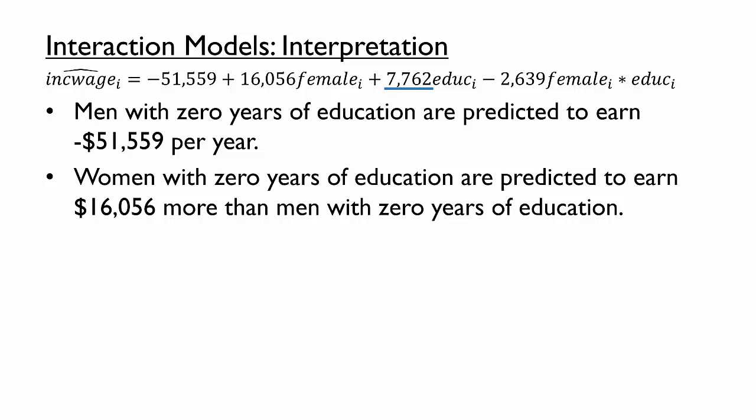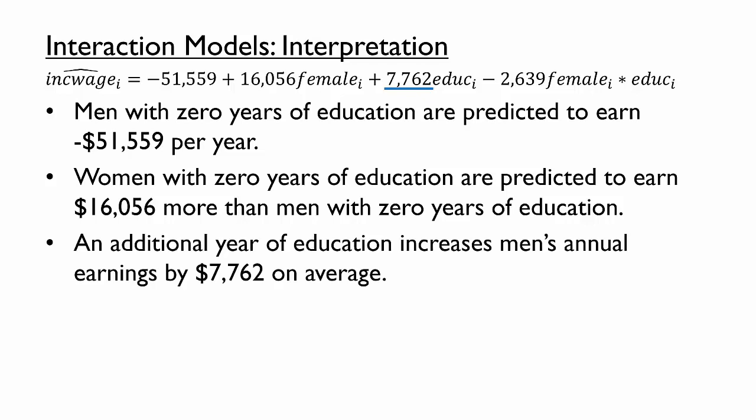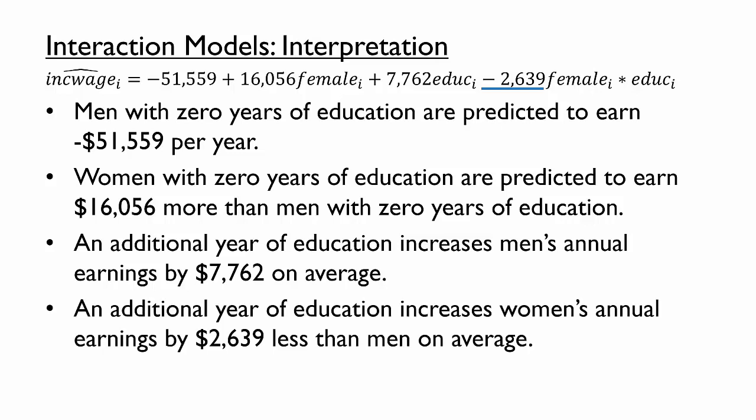The education coefficient is also the slope of the income-education relationship for men, so that an additional year of education increases men's annual earnings by $7,762 per year. Another way of thinking about this value is that it's the marginal effect of education on earnings for men. Finally, the interaction coefficient is the difference in slopes for women and men, which we could also think of as a difference in marginal effects. That is, an additional year of education increases women's annual earnings by $2,639 less than men on average.